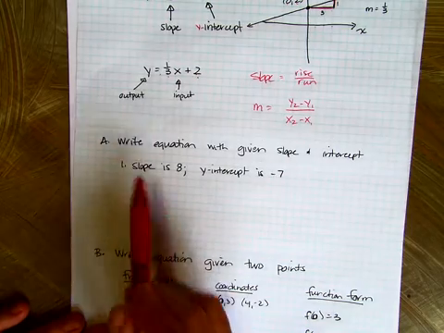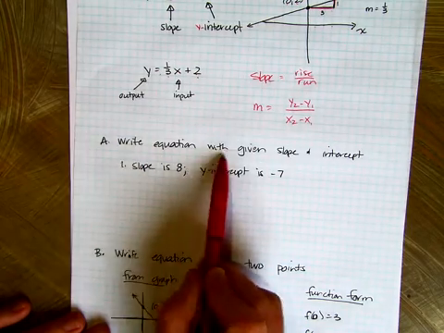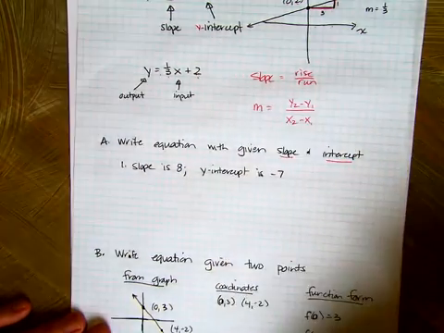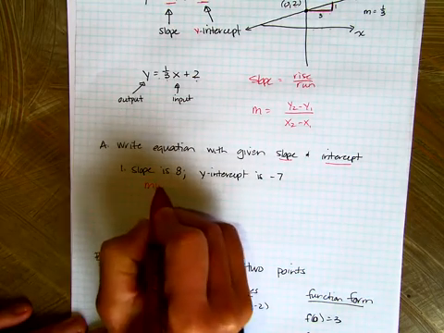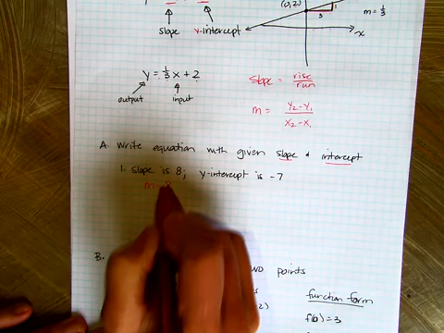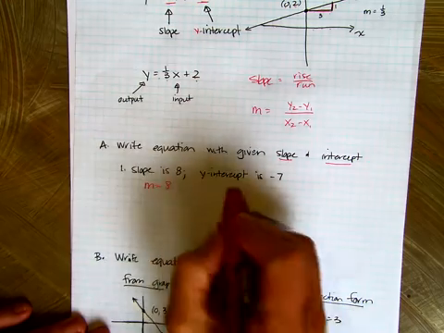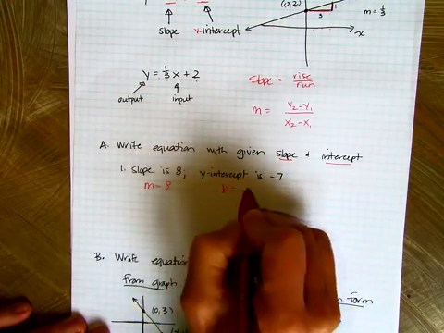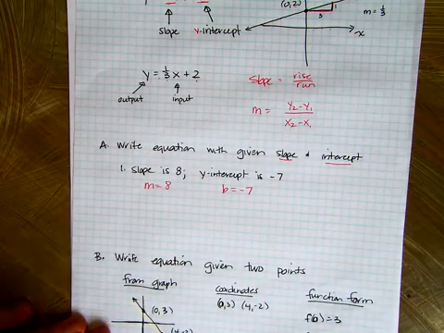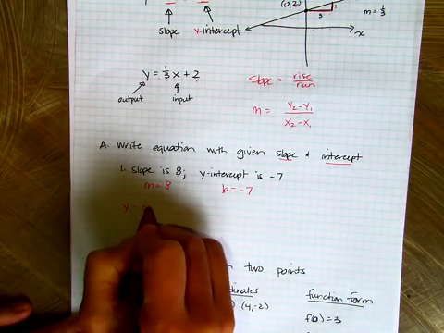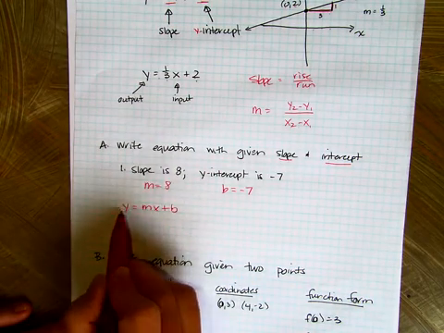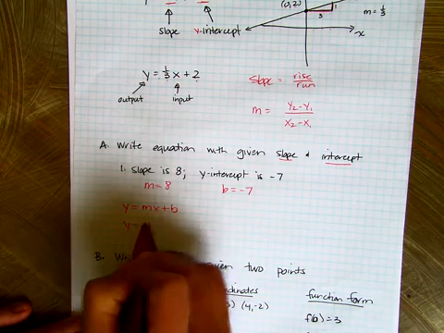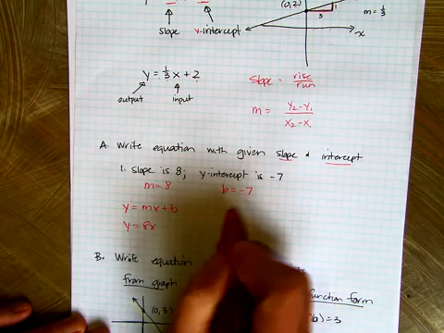So here are some of the practice problems you're going to do. It just says write an equation with the given slope and intercept. So basically they're giving you the slope. The slope is 8. So on my paper I would write m equals 8. It's helping me identify those things that I need. And the y-intercept is -7. So b is -7. So my generic equation is y equals mx plus b. I'm looking for a relationship between y and x. My m is 8, and my b is -7.